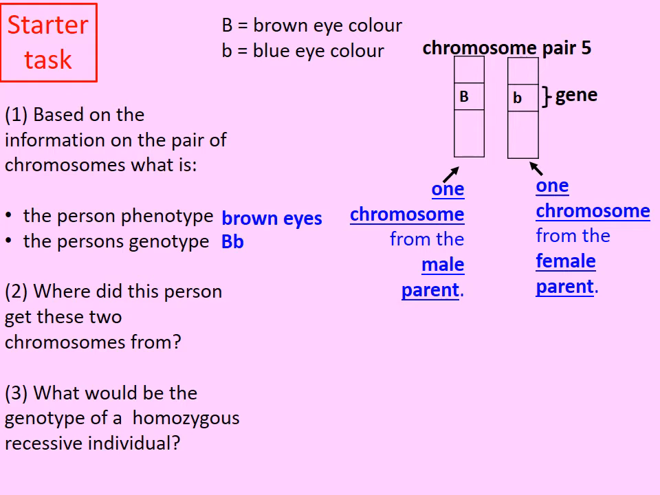And then lastly, it just says what would be the genotype of a homozygous recessive individual. So just thinking about what those words mean again, remember, homozygous would mean that they have two copies of the same allele, and if they're recessive, that's going to be depicted by a small letter. So the person that they're referring to there would be little b, little b.